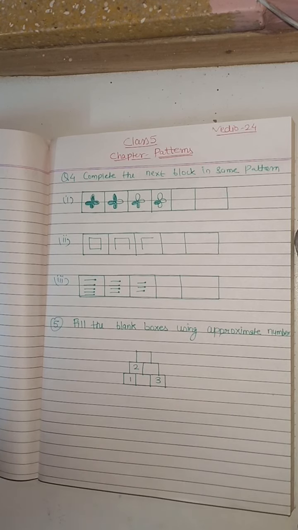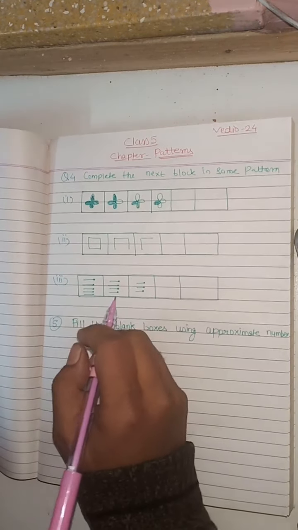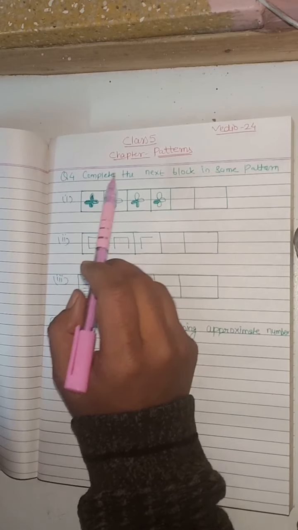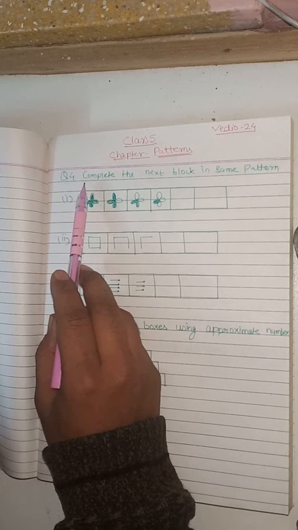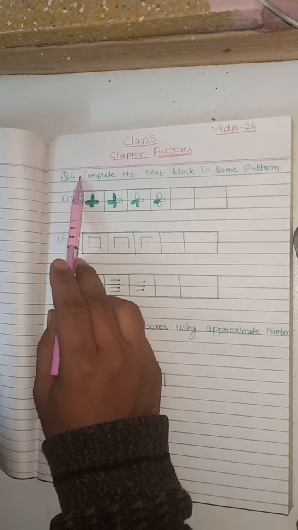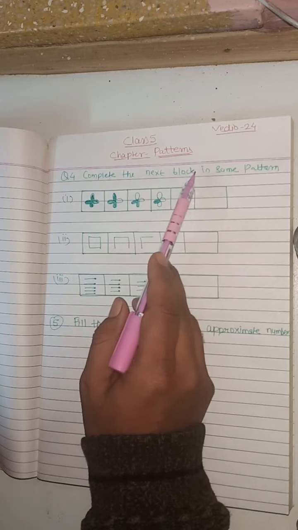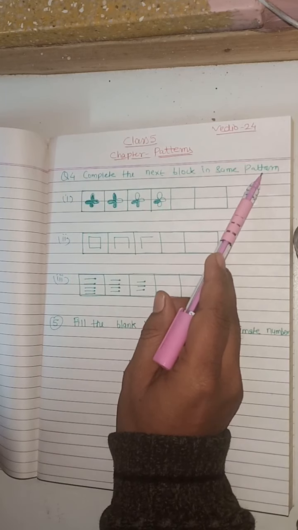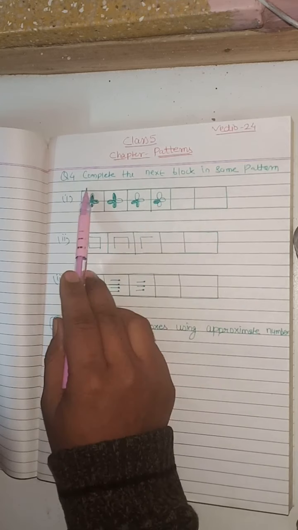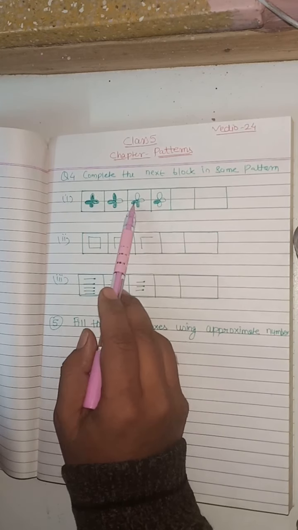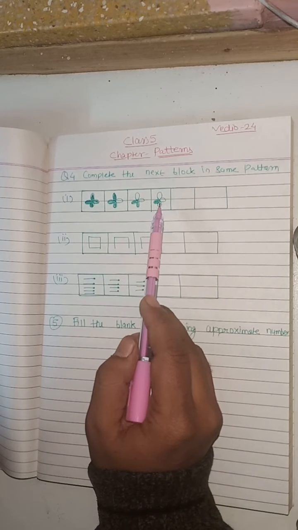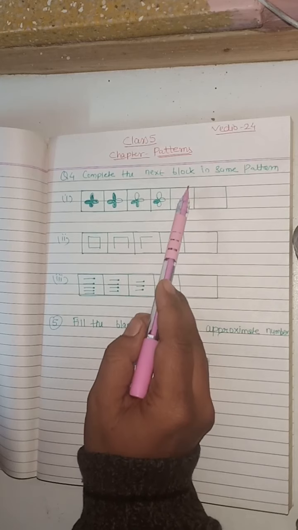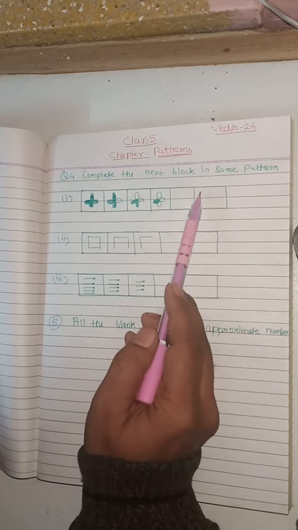And today we are continuing our chapter patterns. Up to last time we have completed up to question number 3 in our patterns chapter. Now today we are going further in this chapter. Here our question number 4 is: complete the next block in the same pattern. Here a figure is given to us and we need to complete this blank box. Which shape will come here in this blank box?